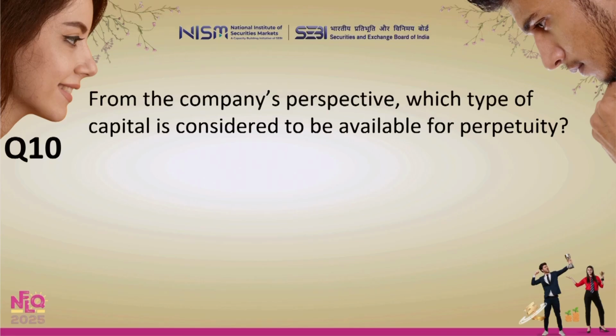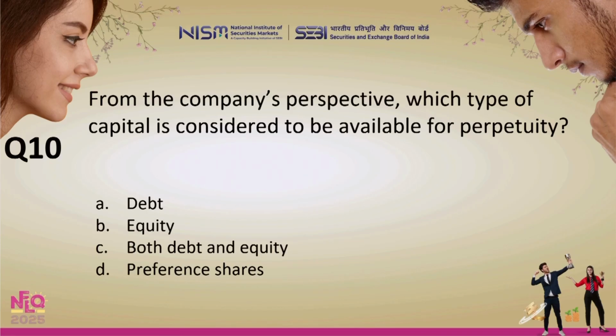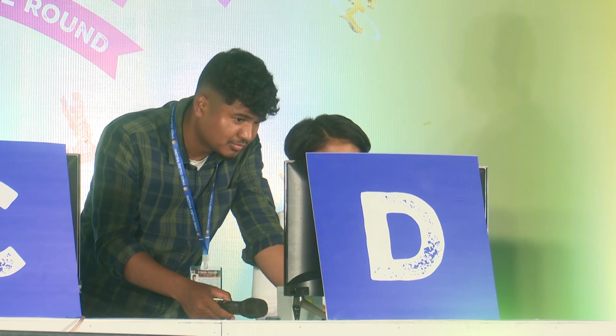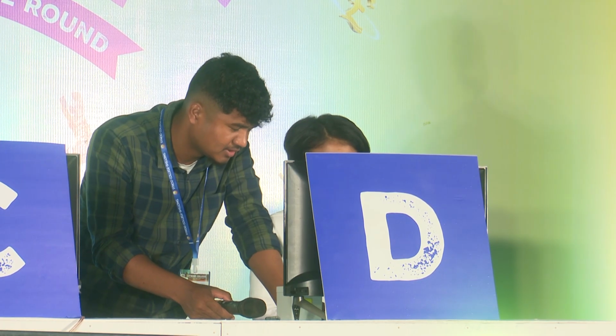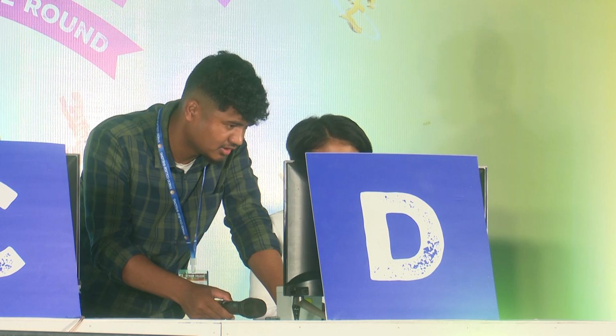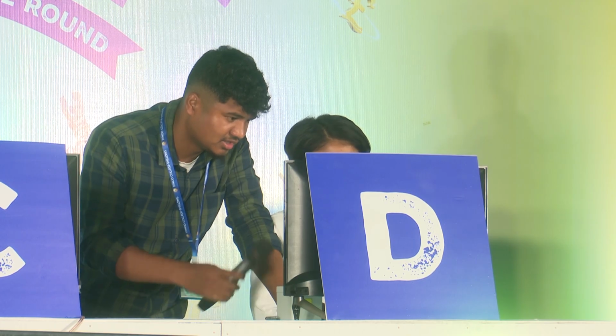From the company's perspective, which type of capital is considered to be available in perpetuity, forever in a sense? Is it debt? Is it equity? Is it both debt and equity? Or is it preference shares? Team D. I'll go with option D, preference shares.